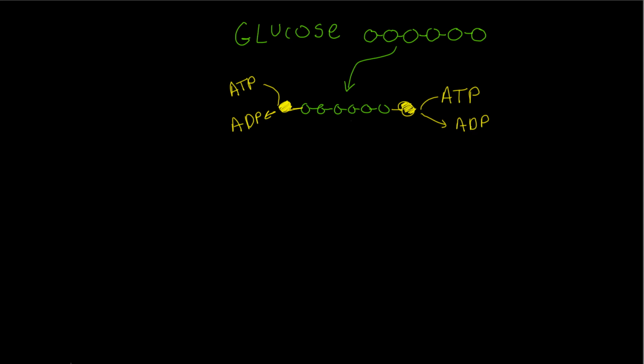Okay, so what we did is we invested 2 ATPs. And by doing that, the ATP here transferred one of its phosphates, and that's the yellow model right there, to one part of the glucose. And another ATP transferred one of its phosphates, the PO4 group, to the other side of the glucose.